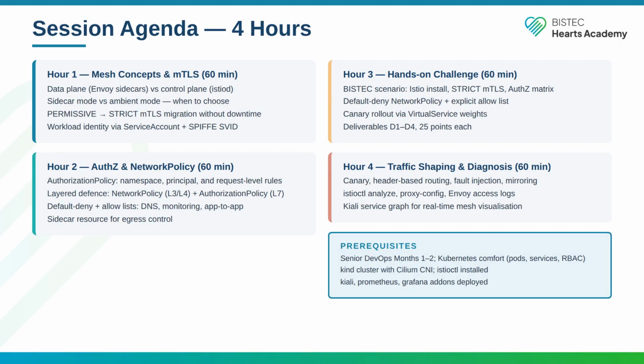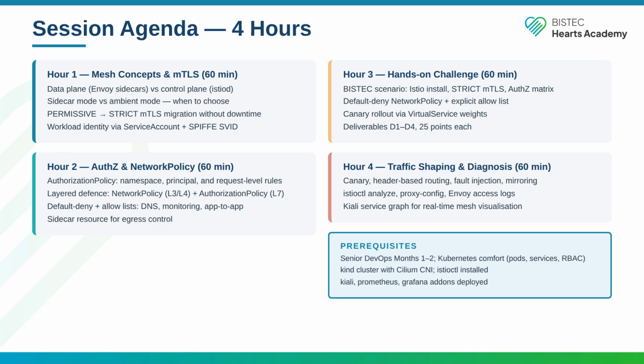The session runs 4 hours. Hour 1 covers mesh architecture and the mTLS migration pattern, how Istio works, and how to move from permissive to strict mode without downtime. Hour 2 is authorization and network policy, the actual security posture. You will implement authorization policy at the workload identity level and network policy at the kernel level. Hour 3 is the hands-on challenge, where you apply everything to the BISTEC Mart scenario.